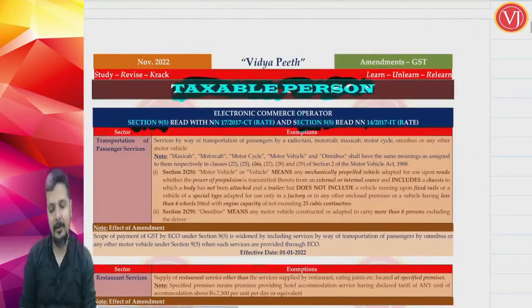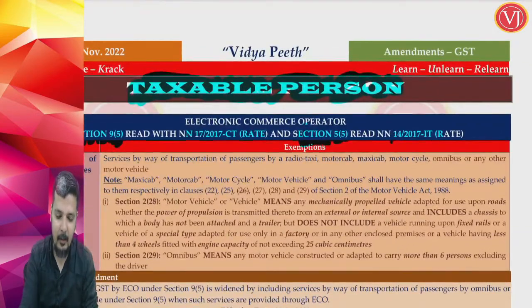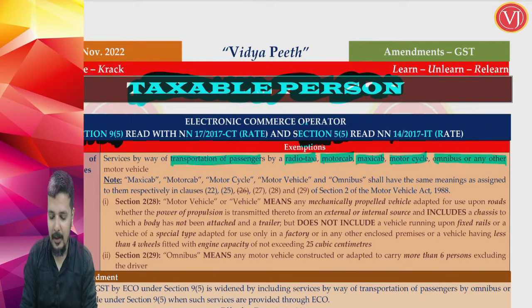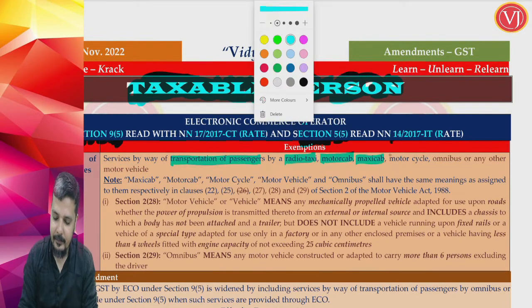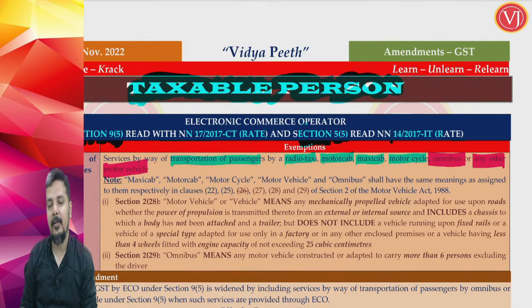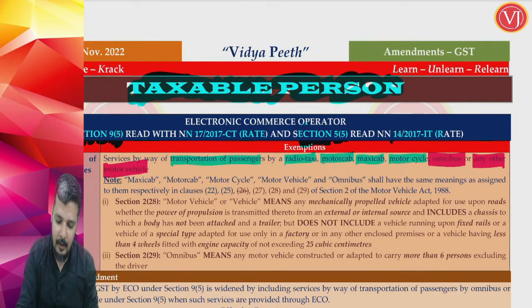Now coming back to the first part. When you talk about the notified services, passenger transportation services was already covered, but what was mentioned therein was supply of services by way of transportation of passengers by radio taxi, motor cab, maxi cab, motor cycle, omnibus or any other motor vehicle. So what they have done is they have added omnibus and any other motor vehicle. They have expanded the scope of section 95. Earlier it was only radio taxi, motor cab, maxi cab and motorcycle. So you only had 4 cases. Now they have added even omnibus and any other motor vehicle.